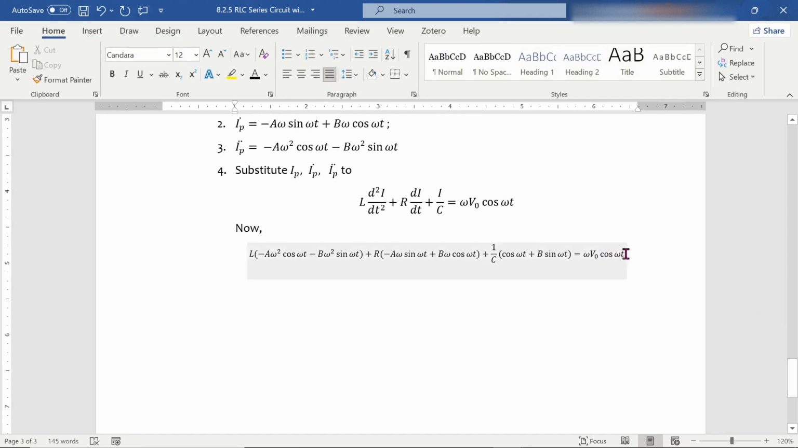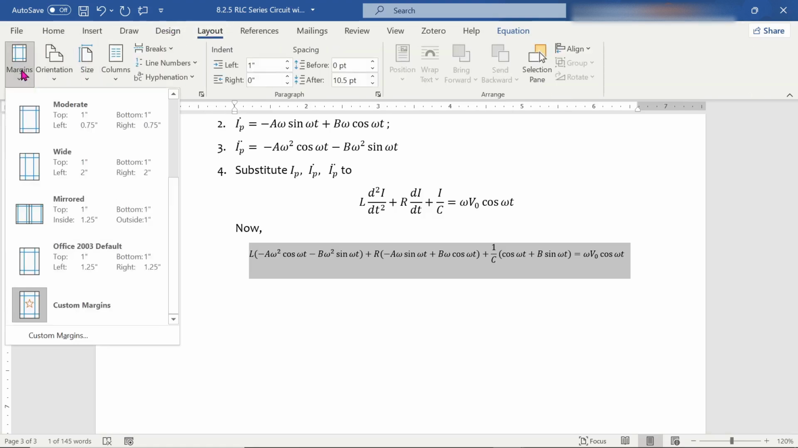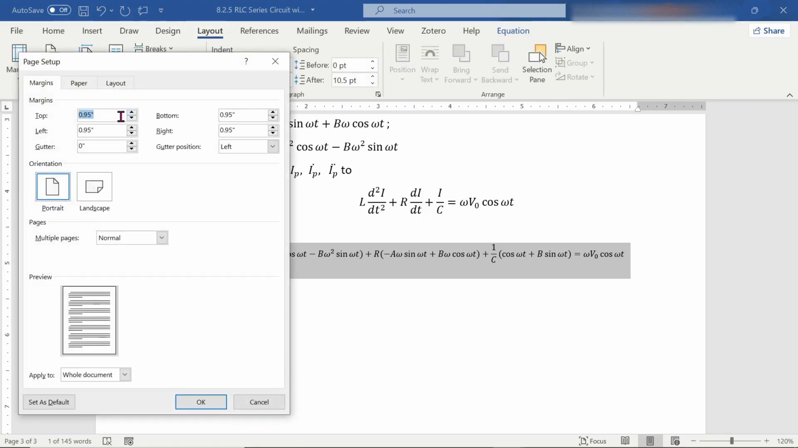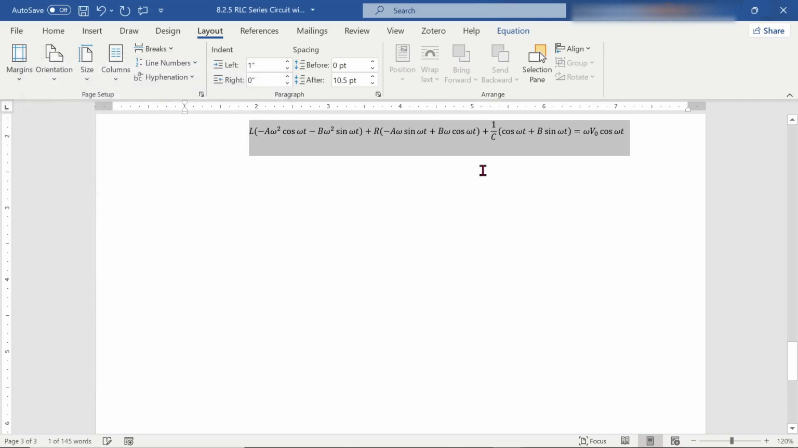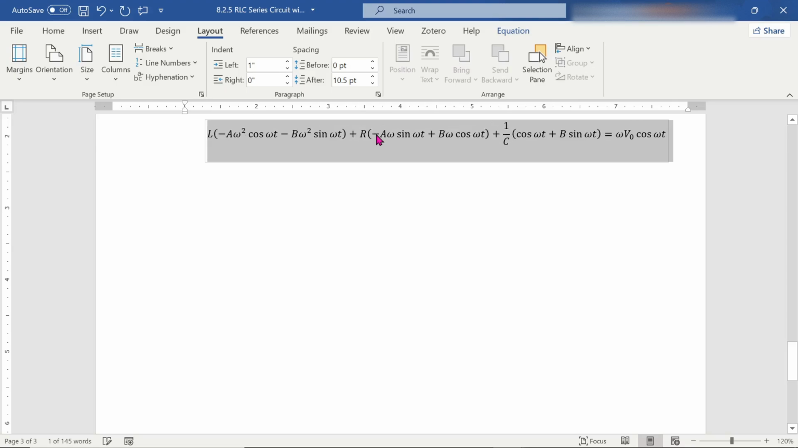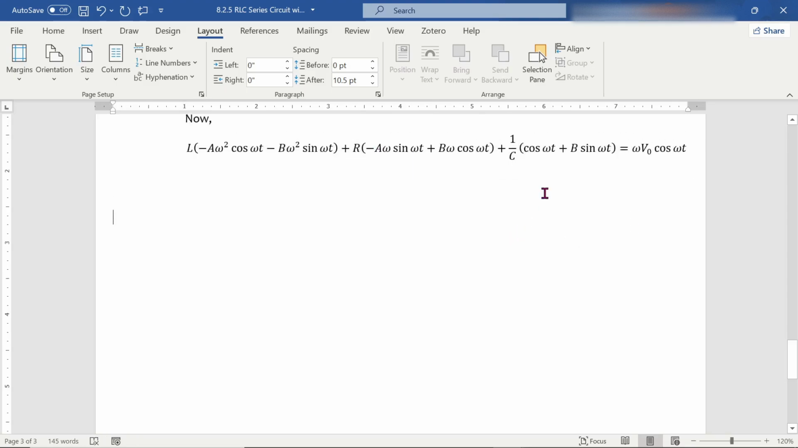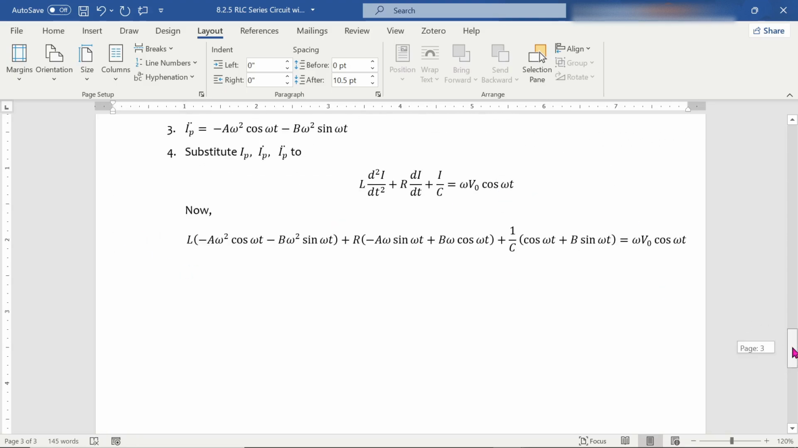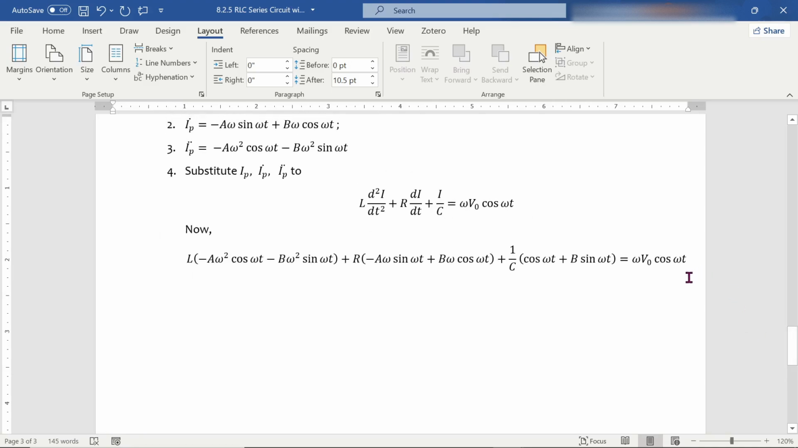I think I have to change the layout for this so that it becomes clear. Let me just change the margins. We have 0.25, 0.25, 0.25, and 0.25, so that we can increase the font size of our equations. Okay, so we now have this equation upon substitution of our IPs, right?